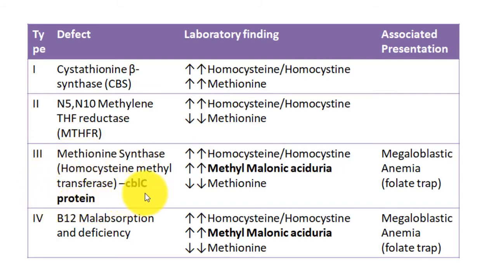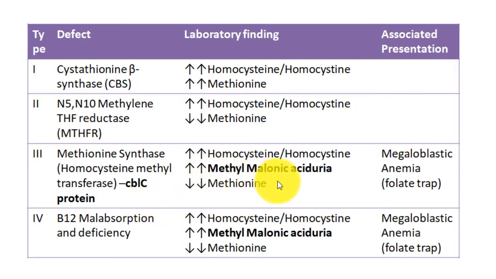Methionine synthase deficiency occurs because of a cobalamin metabolism deficiency. The protein involved in the intracellular metabolism of cobalamin, the cobalamin C protein, is generally mutated, and because of this the methionine synthase enzyme is deficient. In this condition also homocysteine will be very high but methionine is very low. But one extra finding will be seen in the blood, because of the deficiency of the vitamin B12 dependent methionine synthase enzyme.